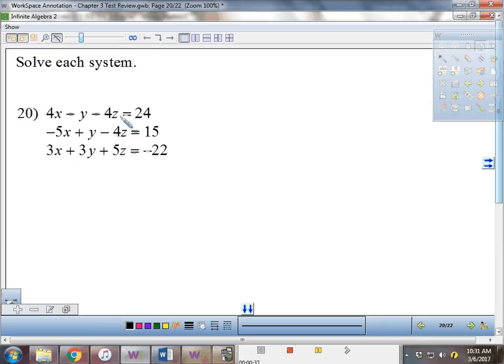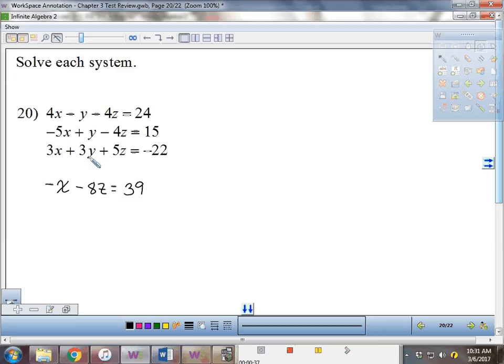So if I'm looking at these, if I go ahead and add these two together, that's going to eliminate the y. So 4 and negative 5 make negative x. Negative 4 and negative 4 make negative 8. And 24 and 15 make 39. So I need to choose the other two equations, or this one and this one, it doesn't matter, two different ones to eliminate the y again.